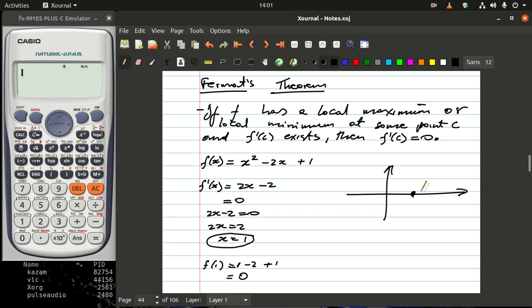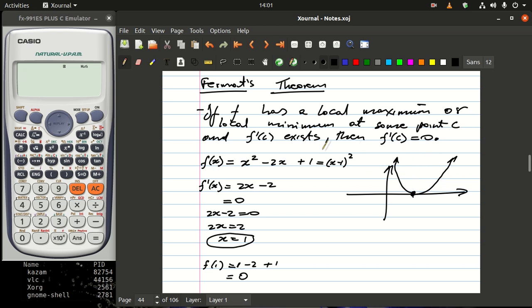When x is equal to 1. Did I do something wrong here? Because this is the same as x minus 1 squared. Yes, we have something like that. So this function was supposed to look something like that.